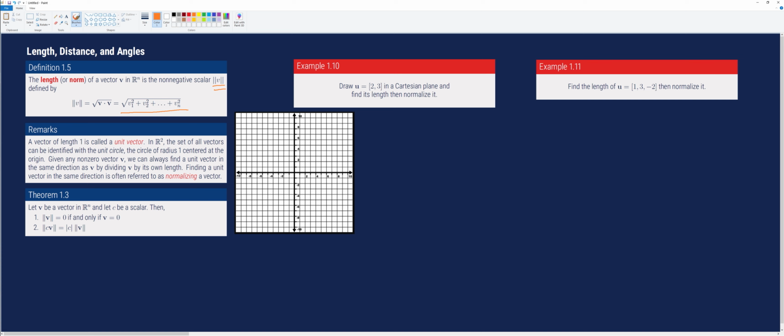For instance, let's have example 1.10. We are asked to draw the vector u, which is equal to (2, 3), in a Cartesian plane and find its length, then we normalize it afterwards. We first draw the vector in the Cartesian plane by counting 2 units to the right and 3 units upward: (2, 3). From there, we draw the head of the vector and connect it to the origin for its tail.